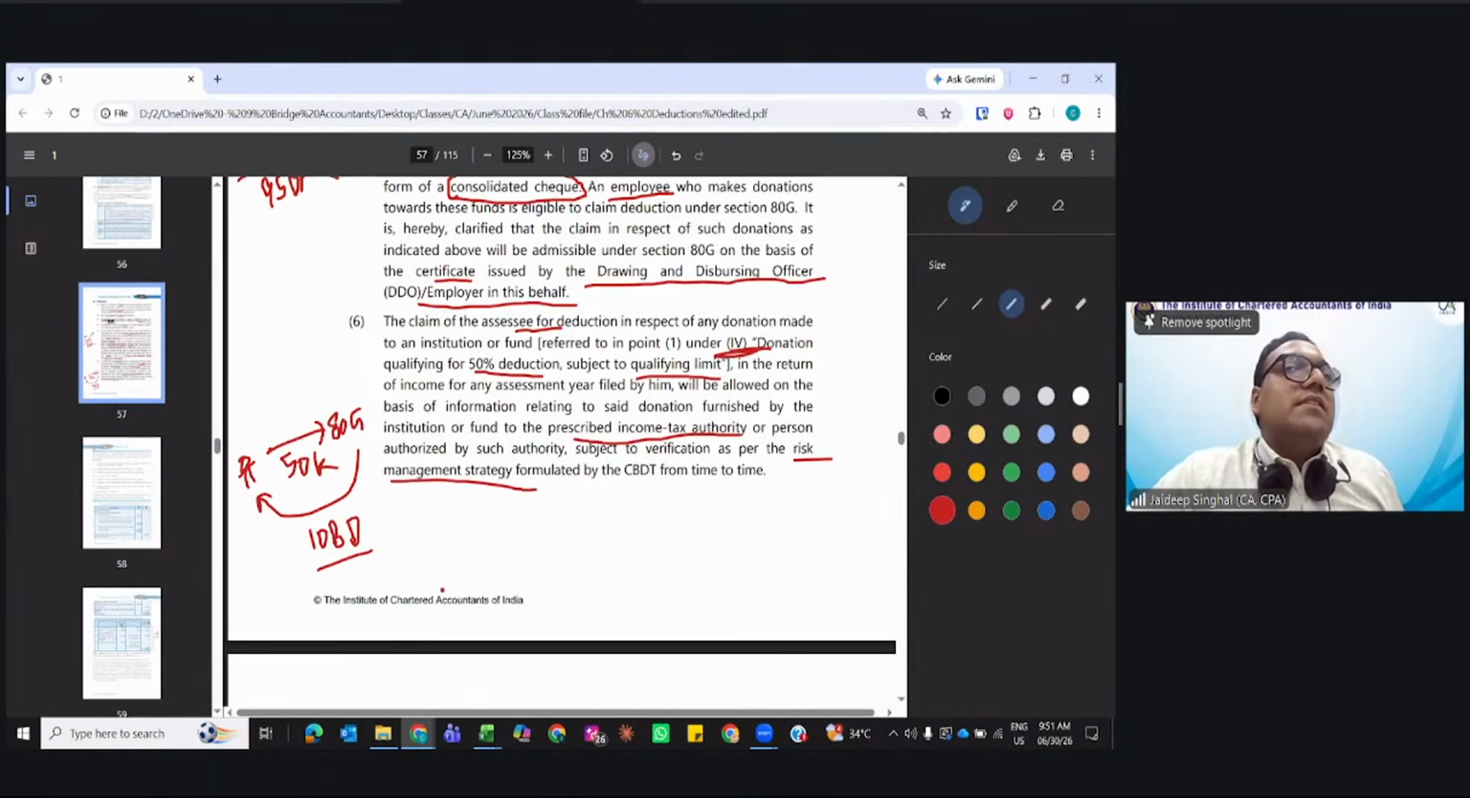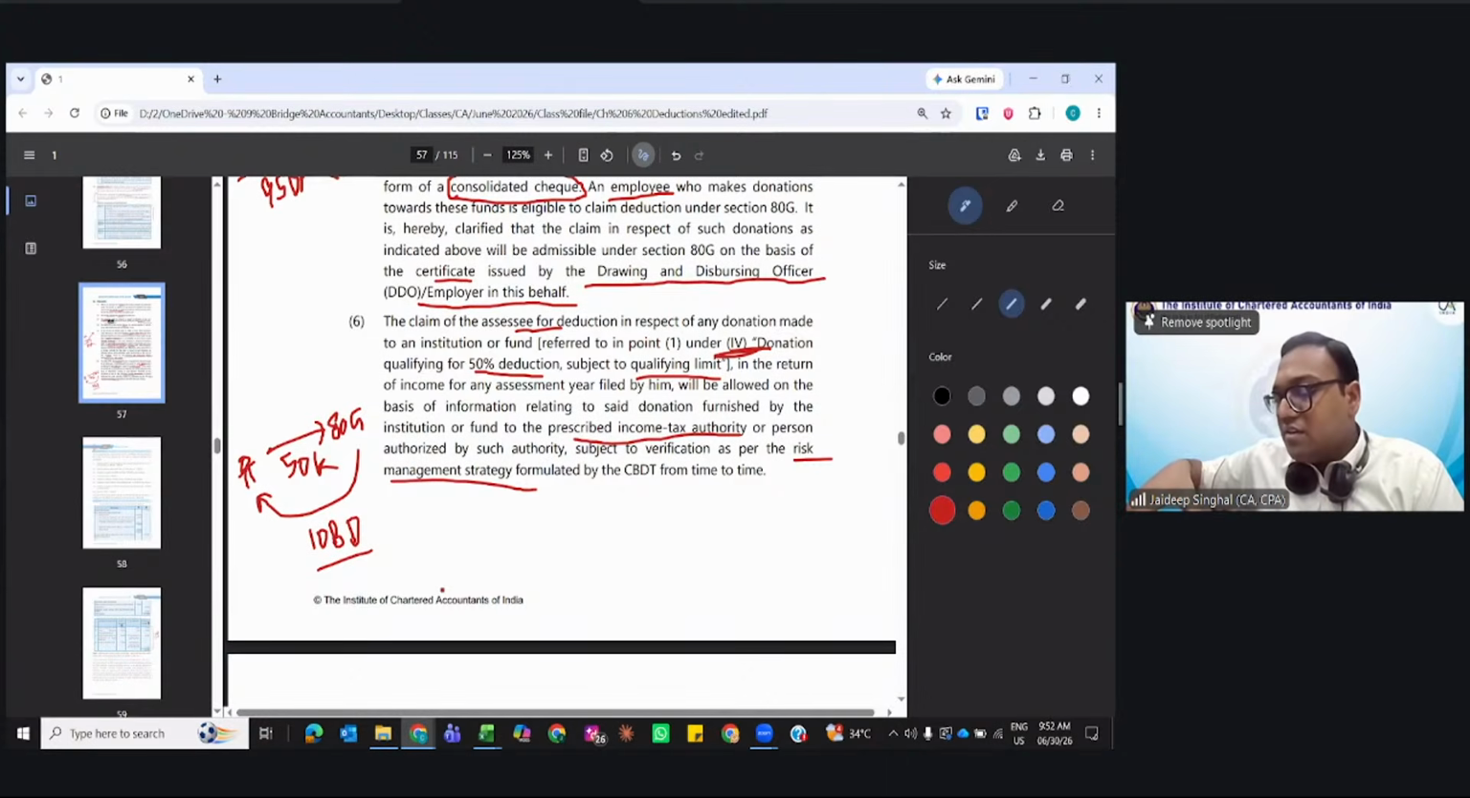Sushmita says, in 80DD, what if two or more persons have the disability? If there is 1% disabled, 2% disabled, there is a flat deduction you get in 80DD, 75K or 125K. If anyone has severe disability, you can directly take the higher deduction of 125K, even if others have normal disability. Fair. Clear, Sushmita? Okay. Any other query?